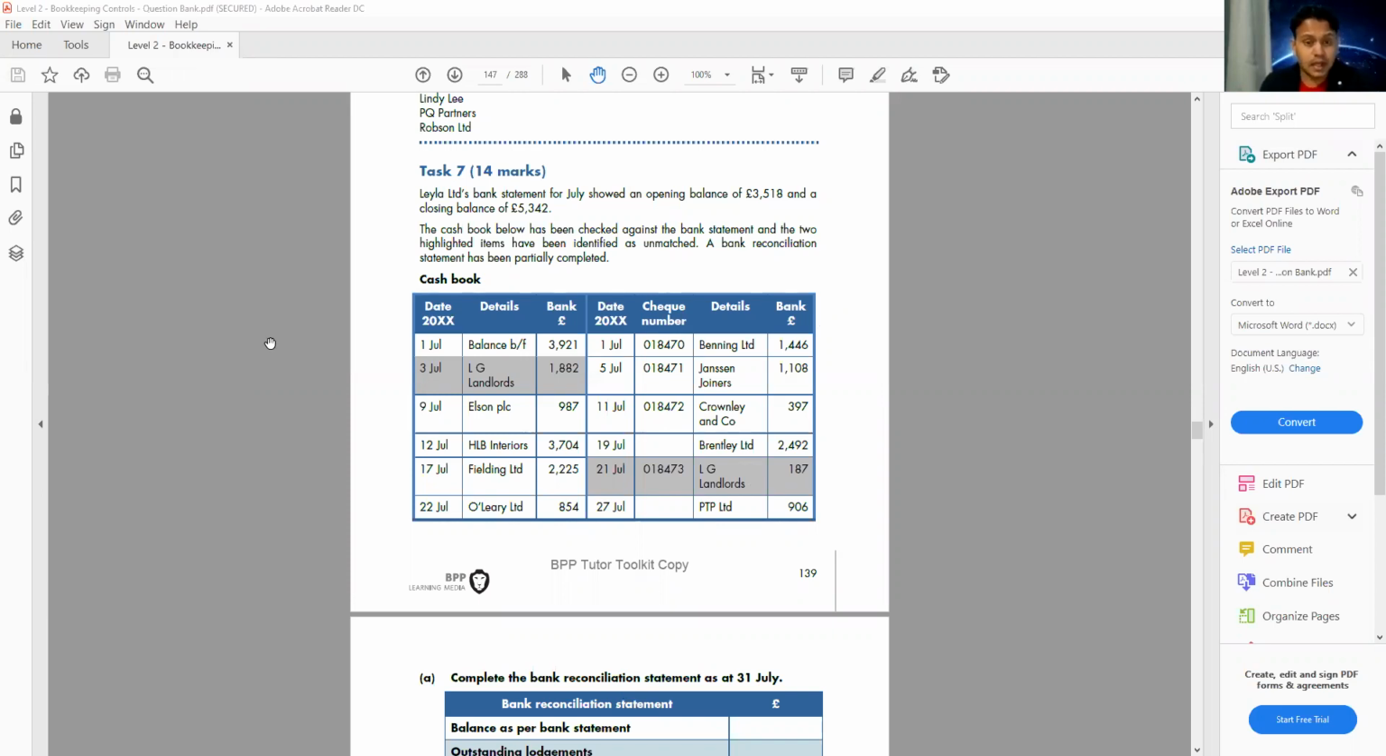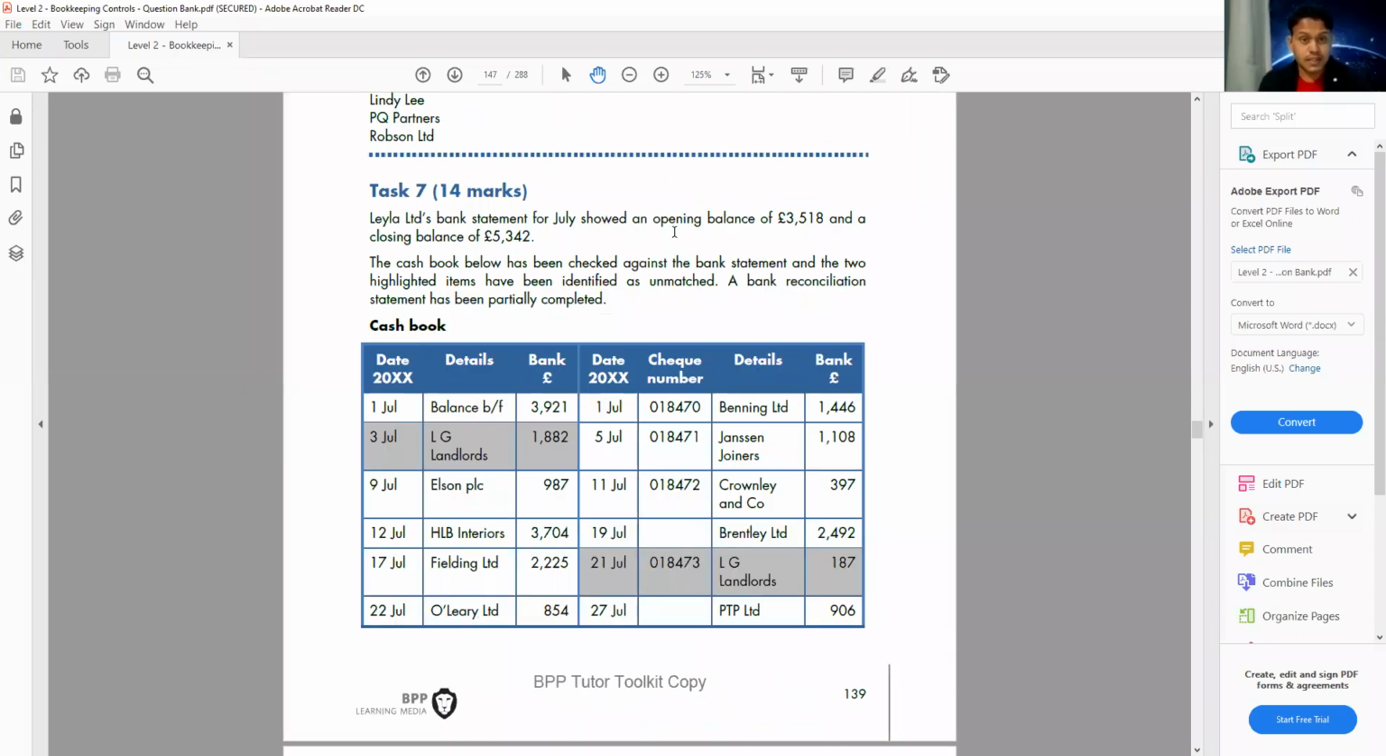Let's start with our next task. This is task 7. Let's have a look what we have here. In this task, we can see this is the bank reconciliation portion, and of course, that one will ask for the reconciliation. So let's read this question first. Task 7, 14 marks. Layla Limited bank statement for July showed an opening balance 3518 and a closing balance 5342.